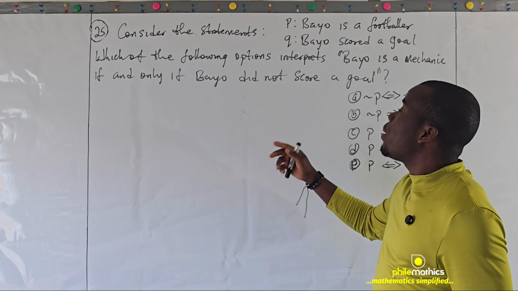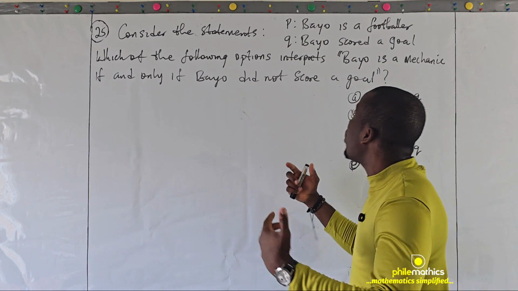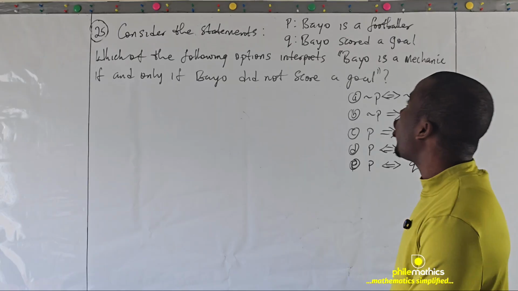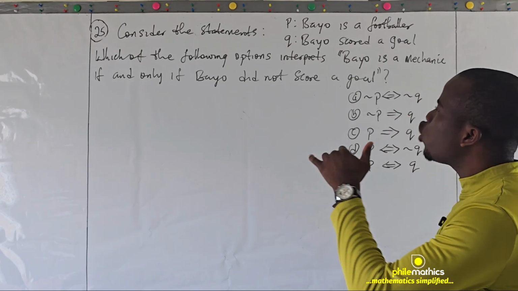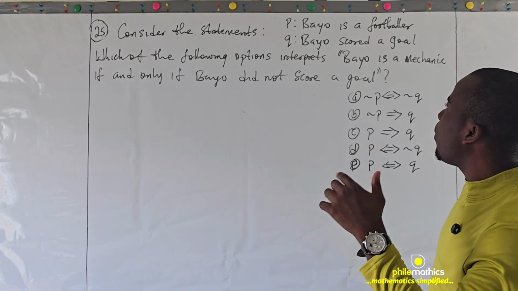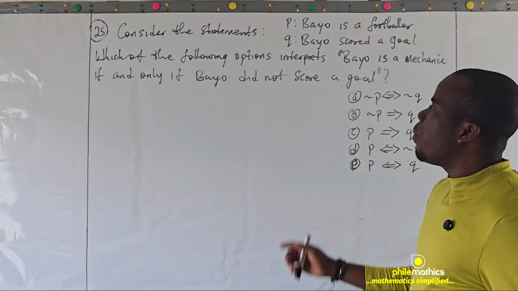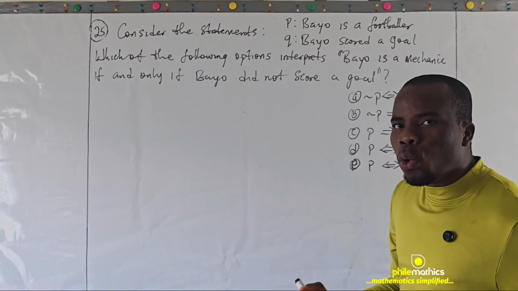Consider the statement P. Bayo is a footballer. Q. Bayo scored a goal. Which of the following options interprets Bayo is a mechanic if and only if Bayo did not score a goal?